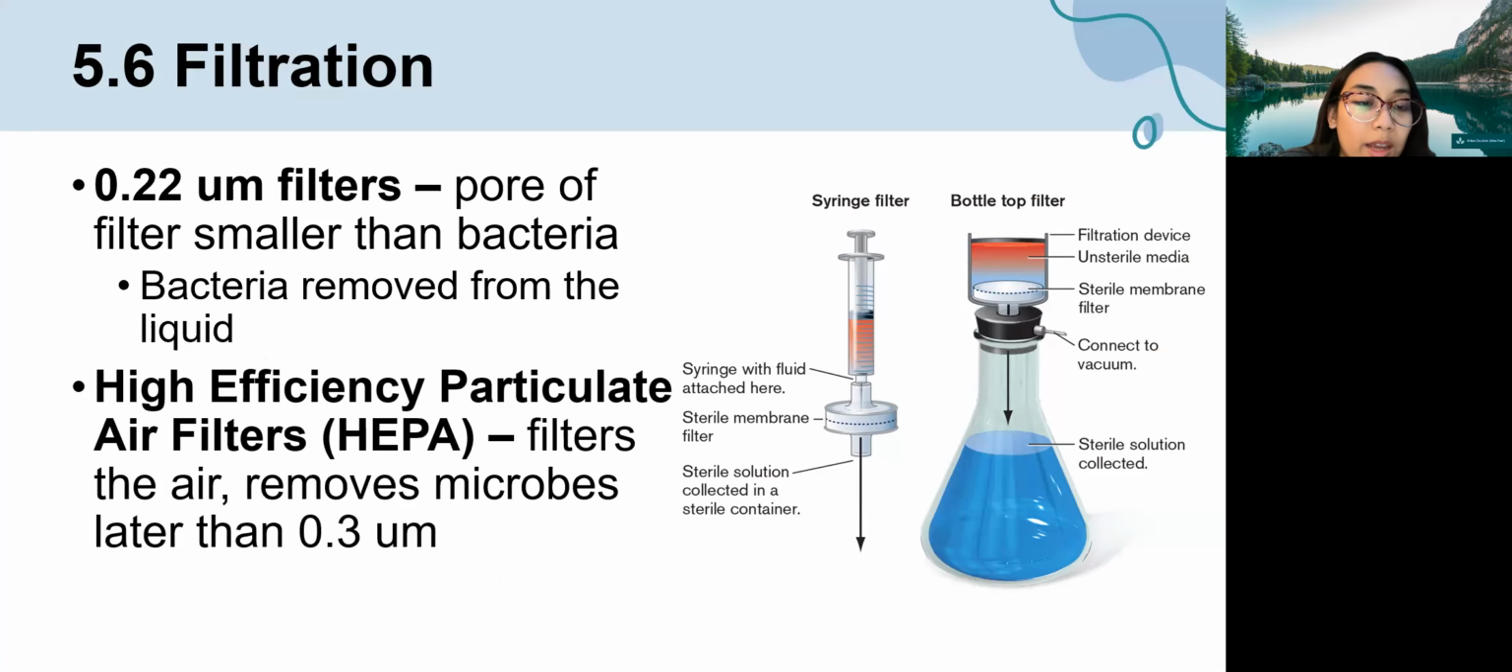So HEPA stands for high efficiency particulate air, and so these HEPA filters are pretty much the same as the 0.22 micrometer filters, except they're just 0.3. But anyway, they remove the microbes from the air by filtering them out.